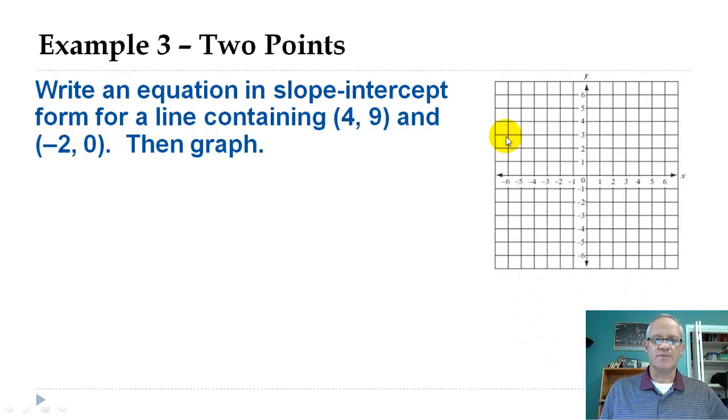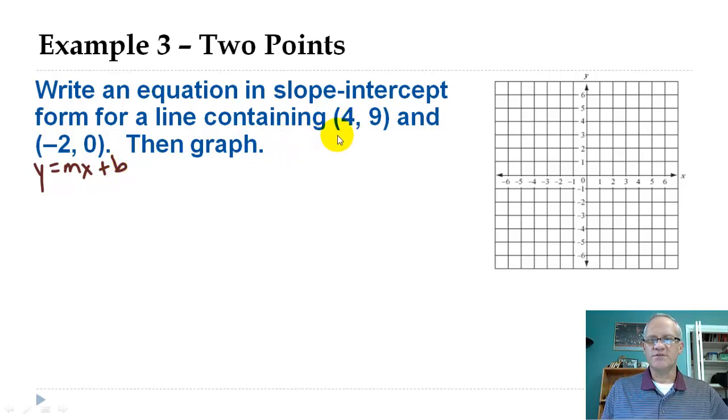All right, this time we're going to have 2 points, 4, 9, and negative 2, 0. We're going to still try to write the slope-intercept form, so we're going to still try to write y equals mx plus b. Okay, well, we don't know the slope. I don't have a number to plug in for m. I don't know what b is. They haven't told me the y-intercept. Well, what can I do?